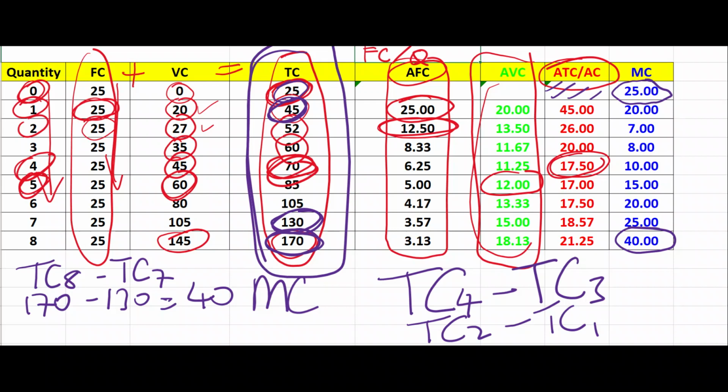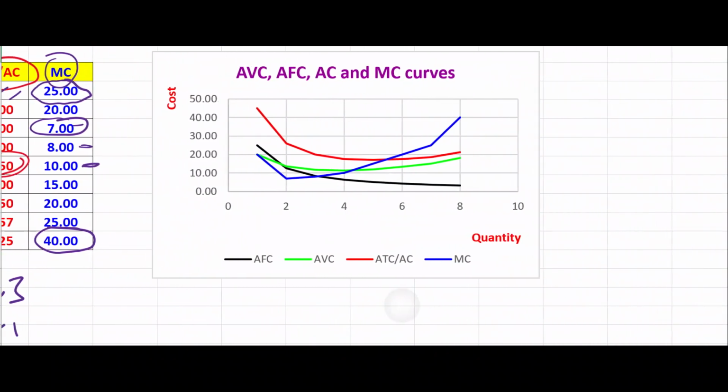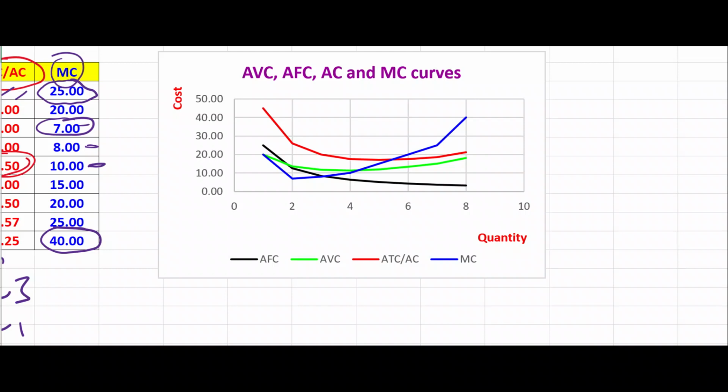So each of these, for example, marginal cost for 2 is just total cost for 2 minus total cost for 1. And that's 52, you can just about see it, minus 45, which is 7. And then that's 60 minus 52, and that's 70 minus 60, and so forth. So they're your marginal costs. Marginal again is the extra cost as a result of producing one extra thing. So what is the addition to total cost as a result of producing one extra unit of output?